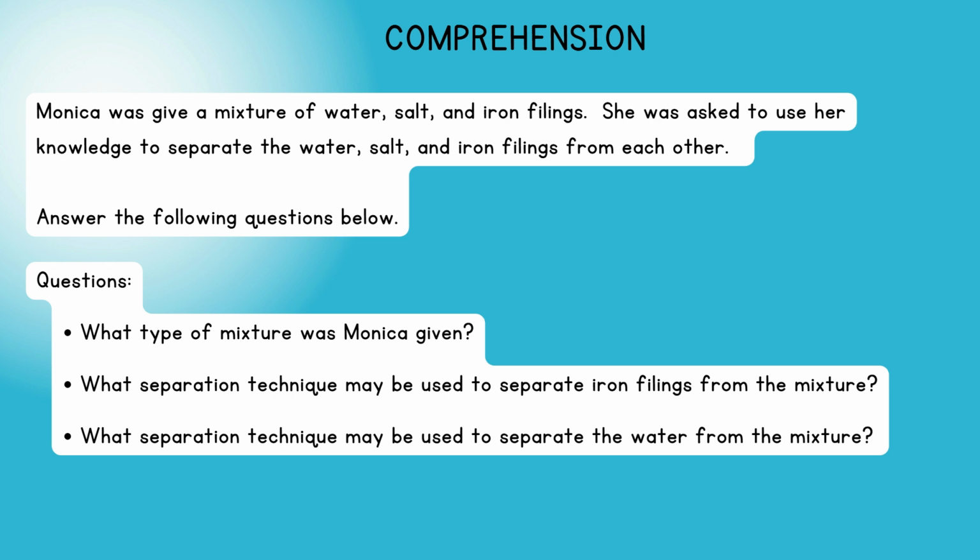Questions. What type of mixture was Monica given? And what separation technique may be used to separate iron filings from the mixture? And finally, what separation technique may be used to separate the water from the mixture?